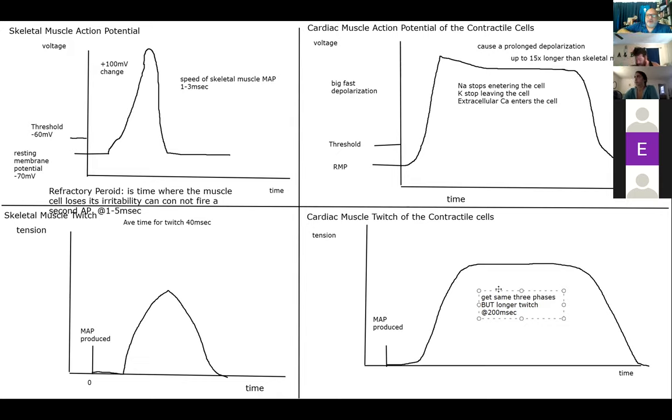Well, your heart moves blood. And so when your heart's moving blood, do you want it making a bunch of very rapid, small contractions or long, sustained contractions for a more efficient pumping action? Longer. Yeah, you want that long sustained contraction because this makes it a more efficient pump.